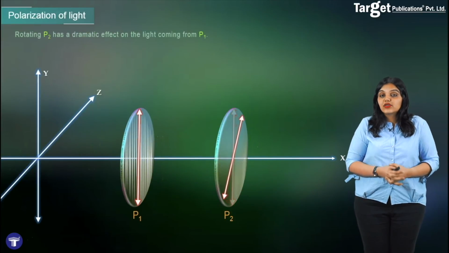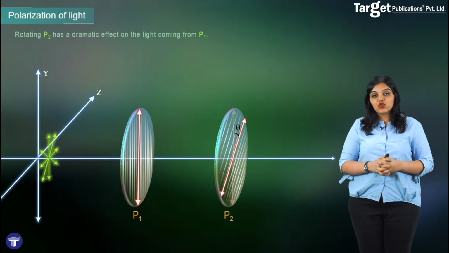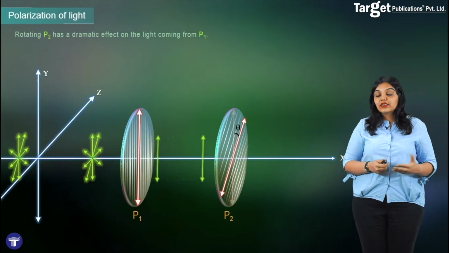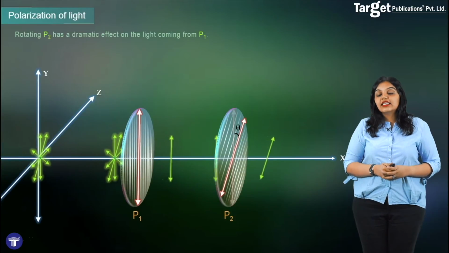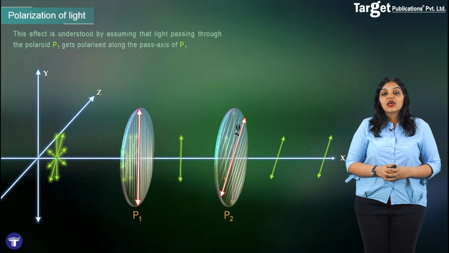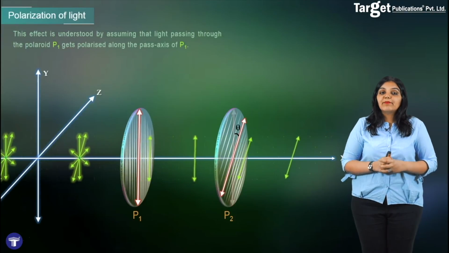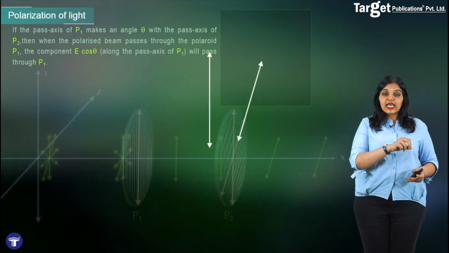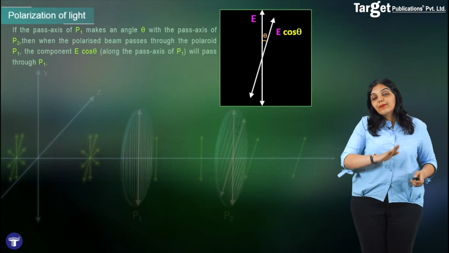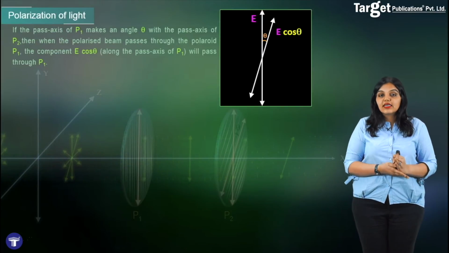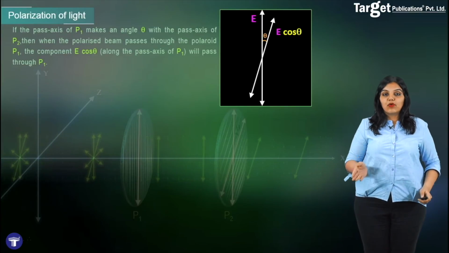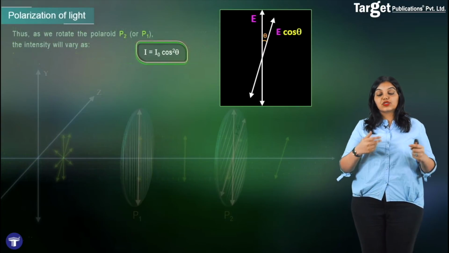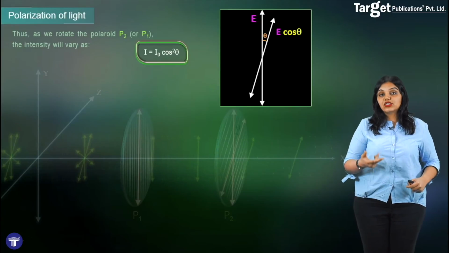However, there is a dramatic effect on the intensity of light if you start rotating P2. If you start rotating P2 in such a way that the pass axis of P2 is at an angle theta with respect to the pass axis of P1, you will see that the intensity is reduced even further. We understand this effect by assuming that light passing through the Polaroid P1 gets polarized along the pass axis of P1, and then if the pass axis of P1 makes an angle theta with P2, then when the polarized beam passes through P2, only the cos theta component of the electric vector will pass through the second Polaroid. That is, only the E cos theta component passes through, which means the final intensity, which is proportional to the square of the electric field, will be proportional to cos square theta.